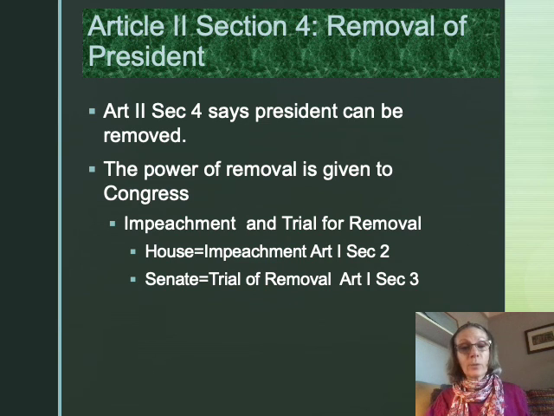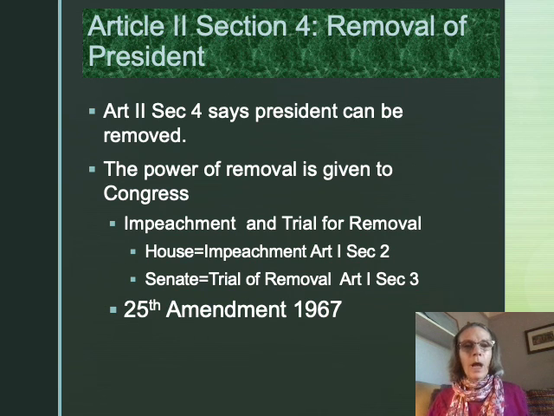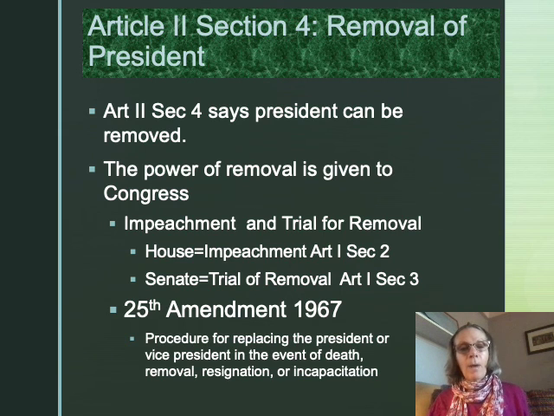They could still be charged with the crime, but that is not a power that the House and the Senate has. Another aspect of the removal of the president is the 25th Amendment. After President Kennedy was assassinated, there were concerns about when you lose a president to death or some other sort of incapacitation, we need to have a process for how to handle that. And that's what the 25th Amendment does.